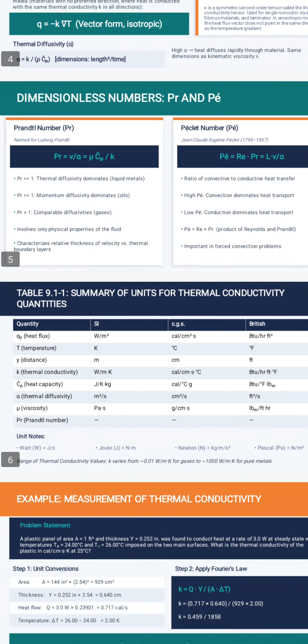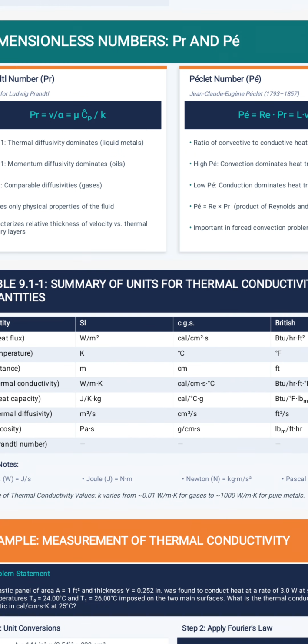Now we will be seeing some units for thermal conductivity quantities. Let's begin with qy. Since it is a heat flux, it is the quantity of energy per unit area per unit time. So it can be written as watt per meter square.